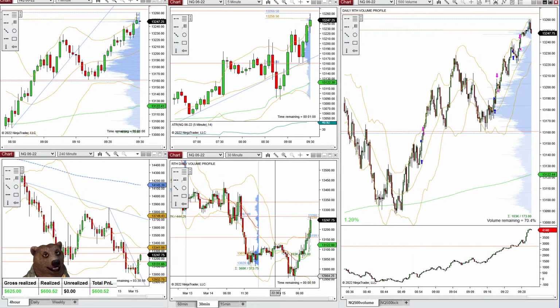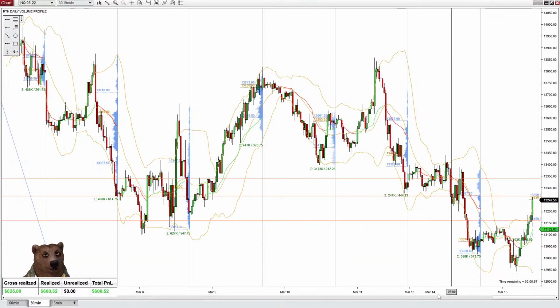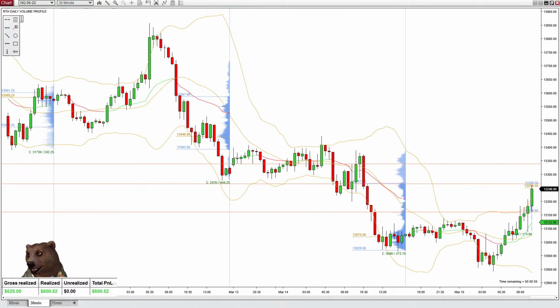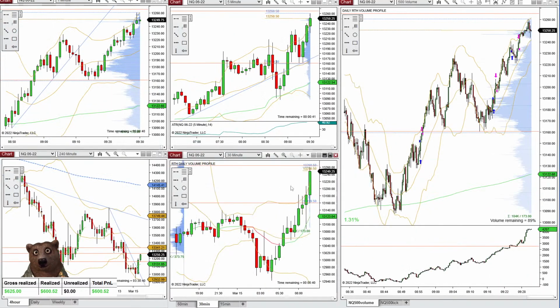So I can blow it up here. These are session volume profiles on here. Sometimes the previous day's session volume profile will give you some information. So this is yesterday's value area high. Price is coming right up to that and finding some resistance.